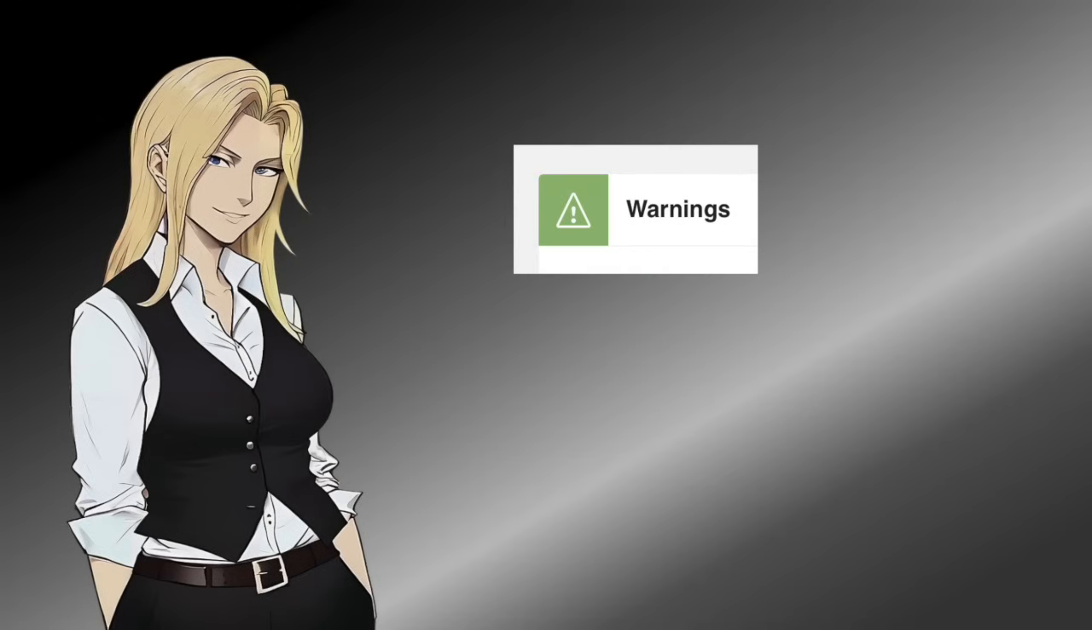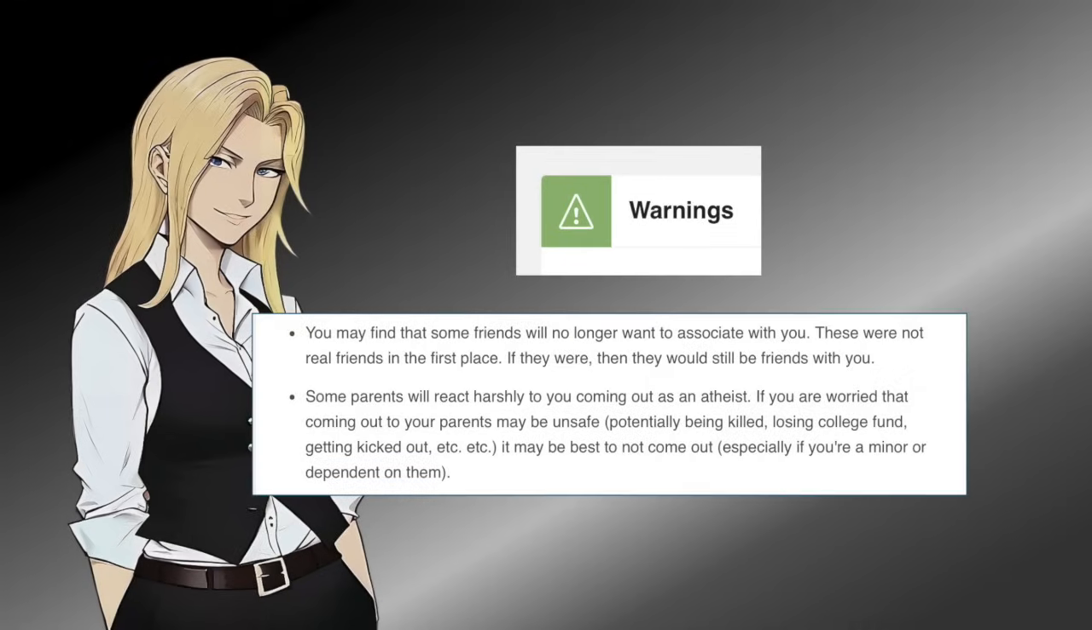Now, there are some warnings on this WikiHow, and I'm not sure I've ever seen these warnings on other WikiHows, but maybe I just haven't scrolled to the end of the page in this way. So these are some of the warnings. One is you may find that some friends will no longer want to associate with you. These were not real friends in the first place. If they were, they would still be friends with you. Yes, WikiHow preach.